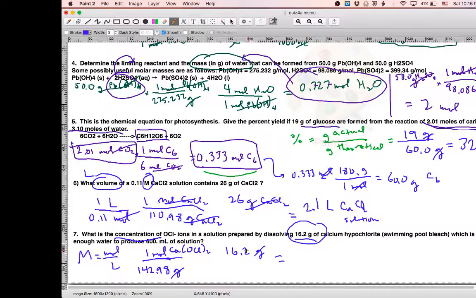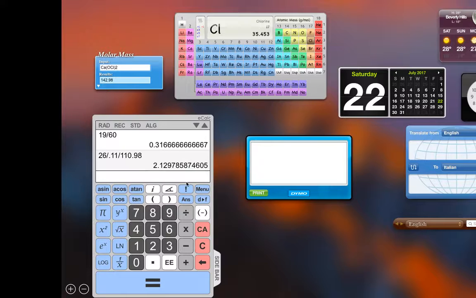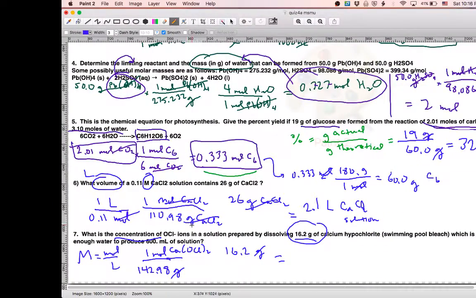So I got 16.2 divided by 142.98. We got 0.113 moles. Is that right? Yes, three significant figures. So it's 0.113 moles.